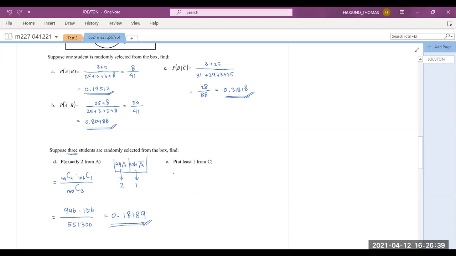Part E, what is the probability to have at least one element from C? At least one from C means that's the complement of none from C, which is 1 minus the probability of none from C. Okay, so let's see. We will take a look at that box. How many from C? How many not in C? But we know it will be 150 choose 3 at the bottom here.